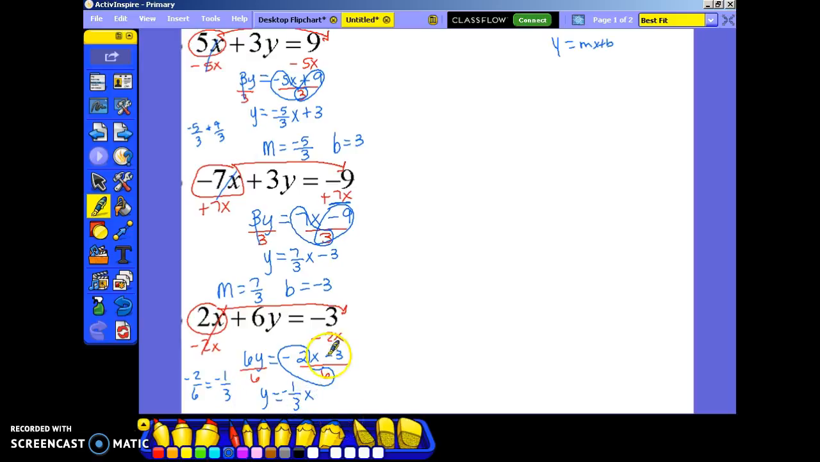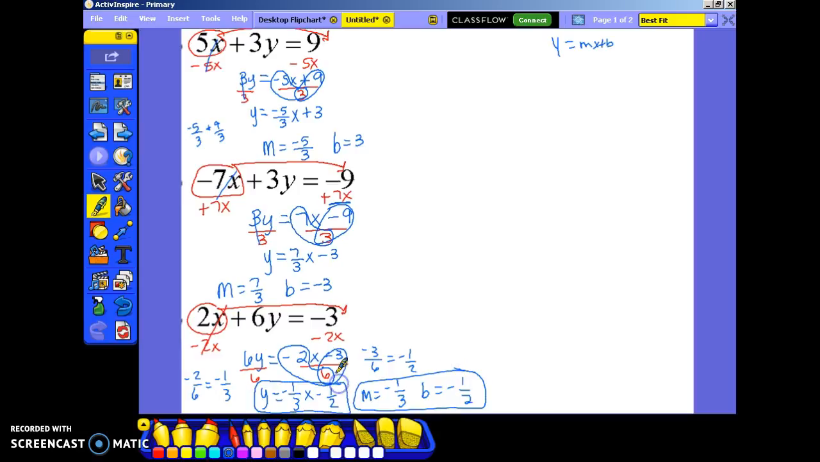Bring down your x. Negative 3 over 6 will not give me a whole number, but 3 will go into both of these. So that gives me negative 1/2. So my slope is negative 1/3. And my y-intercept is negative 1/2.